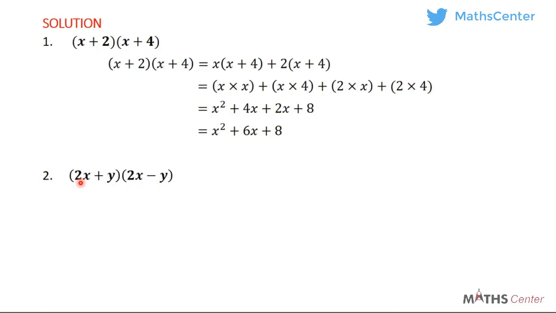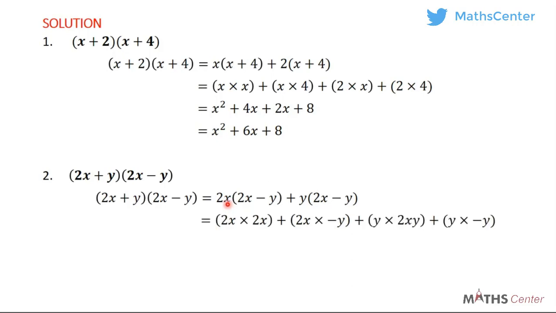So the first term is 2x. So 2x times everything in the second bracket, which is 2x minus y. We take the second term, plus y, times everything in the second bracket, which is 2x minus y. So we are multiplying. You are going to have 2x times 2x in one bracket, then plus. Once again, I said after you've closed the bracket here, the next sign must be a positive sign.